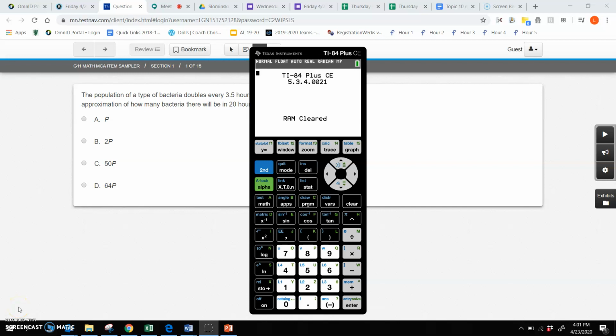Hi Bella, I saw your question about how you have the 84 calculator and we're having some problems graphing. So I wanted to pull up the one that I have online.